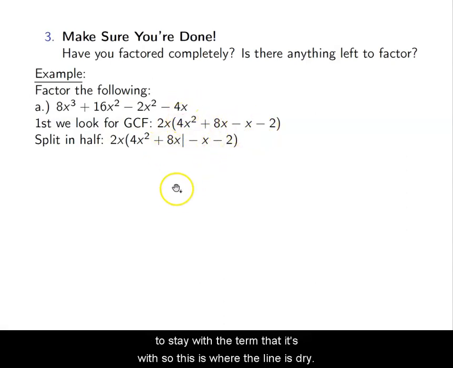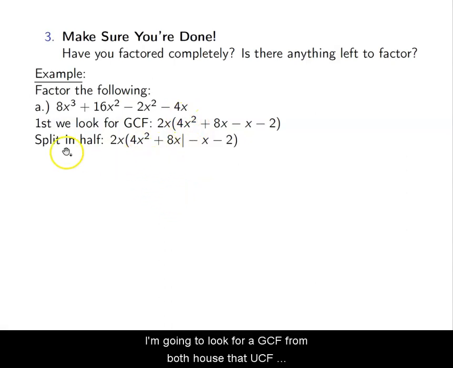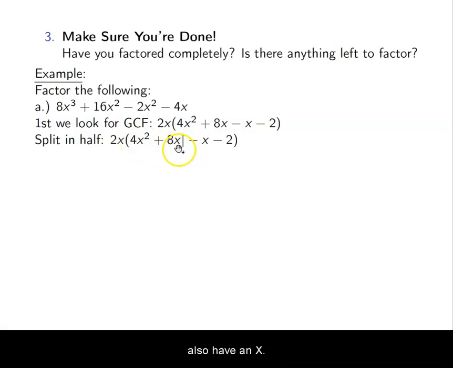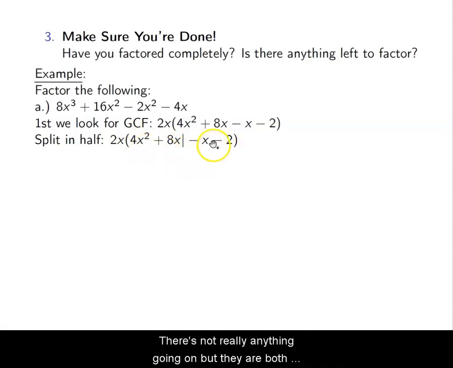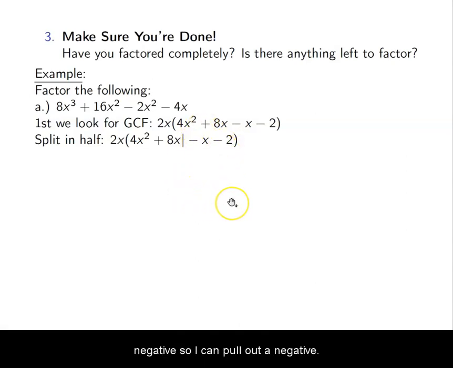So this is where the line is drawn. I'm going to look for a GCF from both halves. The GCF here, both of these are multiples of 4. They both also have an x, okay? On the right side, there's not really anything going on, but they are both negative. So I can pull out a negative 1.